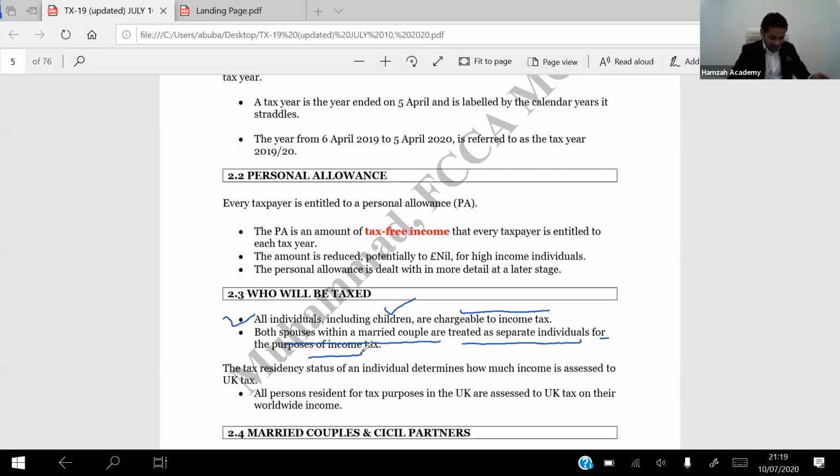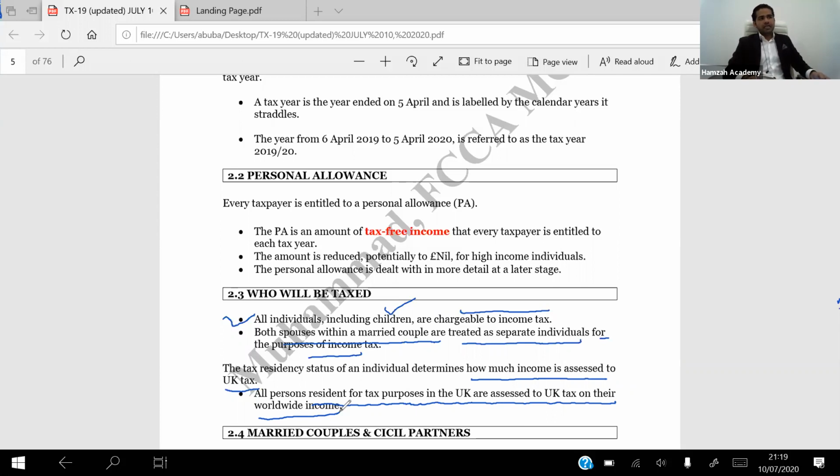So the tax residency status of an individual determines how much income is assessed to UK tax. All persons resident for tax purposes in the UK are assessed to UK tax on their worldwide income. Worldwide income. So please remember this part. It will be examined in your exam, mark my words.